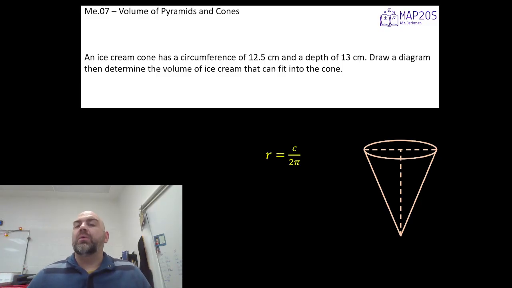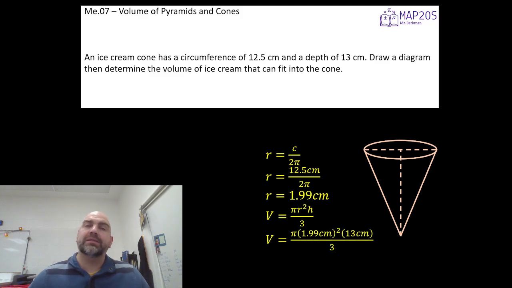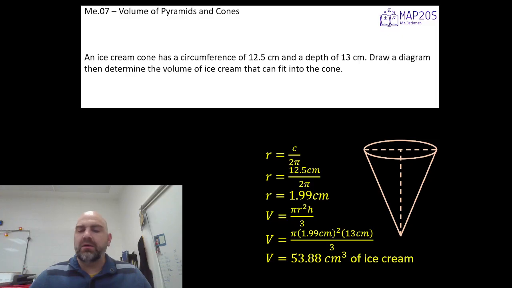All right. We need to find the radius, and we're given circumference. So radius is circumference divided by 2 pi. That means you got to divide it by pi and then divide it by 2. Okay, so our radius is 1.99 centimeters. There we go. Now use that to solve for the volume. So our volume formula is there. Plug the radius in, plug the height in, and you should get about 54 cubic centimeters or 53.88 cubic centimeters of ice cream. Did you get that?